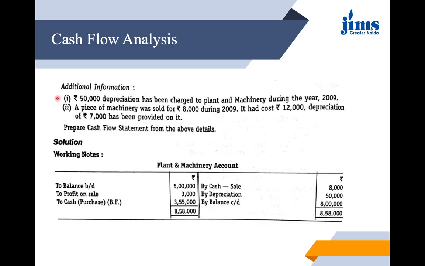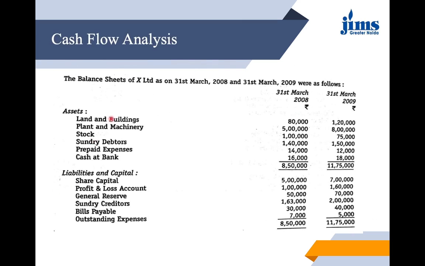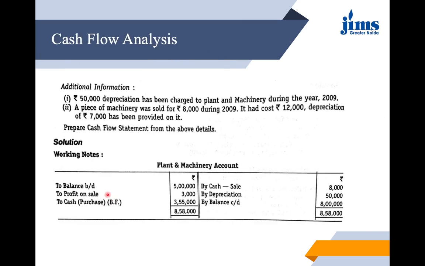And from the first additional information, you can see we have charged depreciation of 50,000. Let us see from where the other amounts we have brought. Here let us see what the amount is. We can see that plant and machinery is 5 lakh and 8 lakh. So that would be the amount that is being brought down. Balance brought down is 5 lakh, balance carried down is 8 lakh. So whatever is left, here we are able to have a debit balance. So this is the amount of cash which is being spent on buying the machinery.